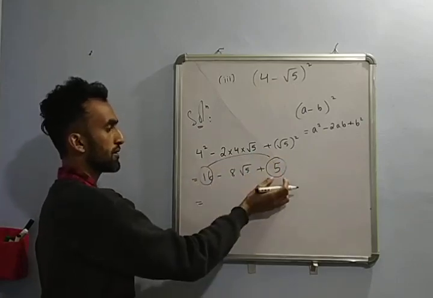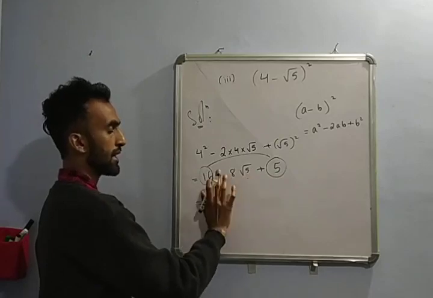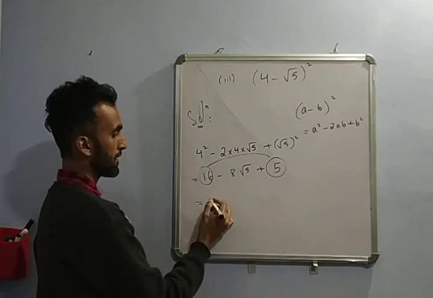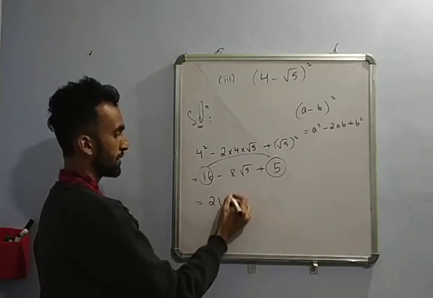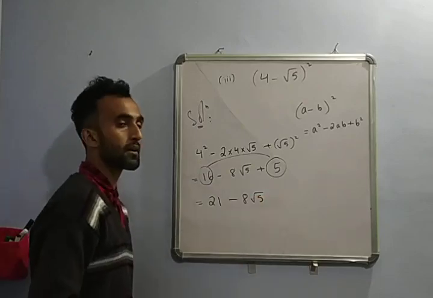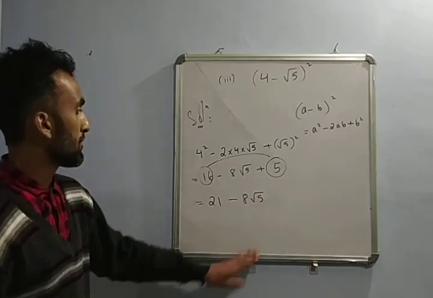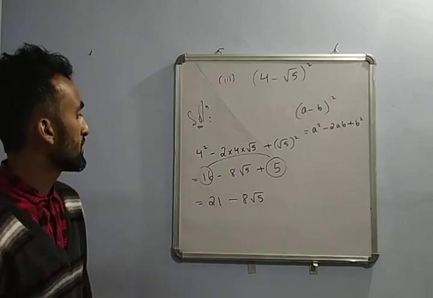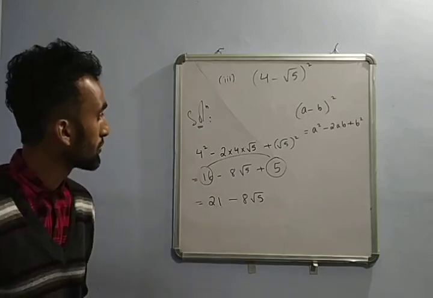Purely rational, purely rational. This is irrational. You cannot do anything with it; it has to be left as it is. Now plus 16 plus 5 is plus 21, minus 8 root 5. Like this you can do it. I used the identity, no problem. Check the answer: 21 minus 8 root 5.